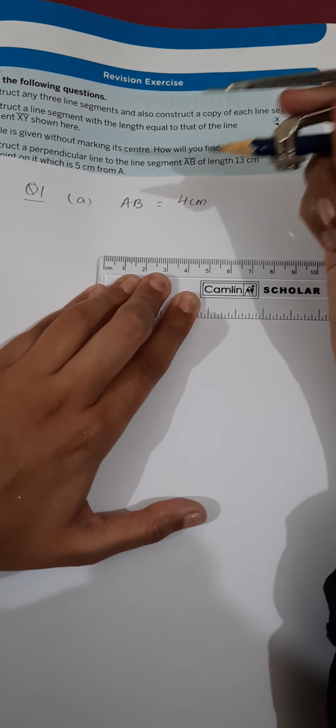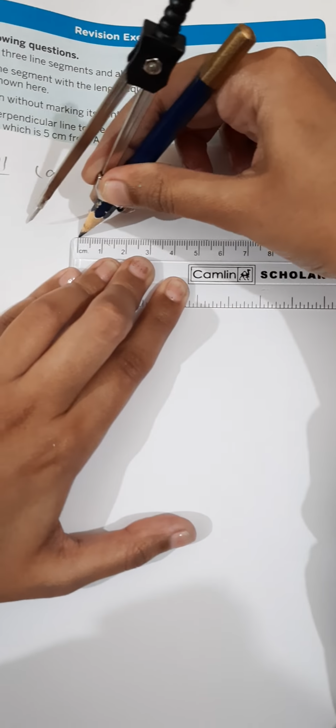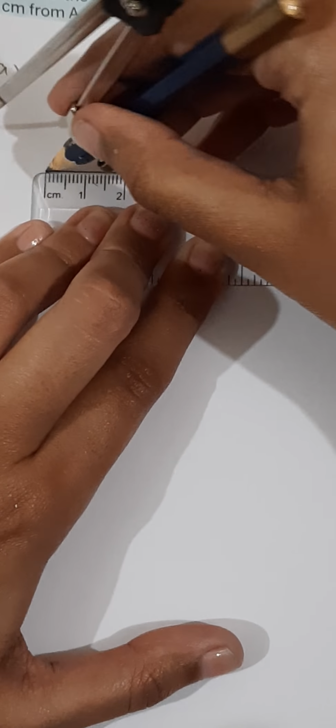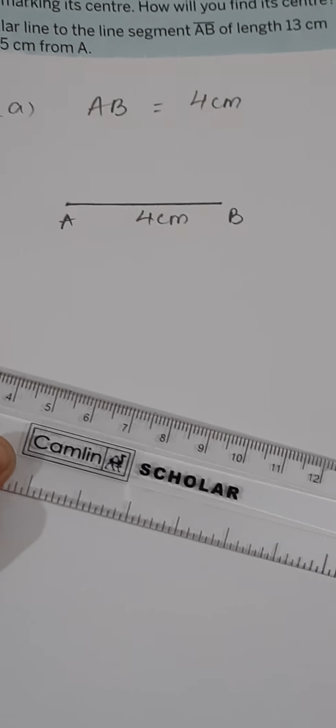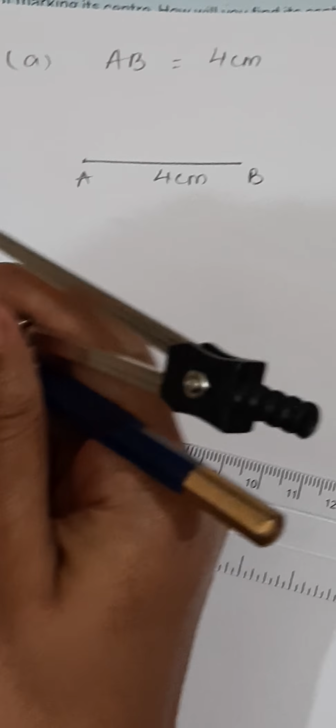So for drawing this, you are going to start from this point of the scale, this point till 4. Starting from this 0 to 4 of your scale. This is your AB line, and this is going to be of 4 centimeters. Now, this is the line segment. Now you have to draw the copy of this line segment. So how will you draw the copy of this line segment?